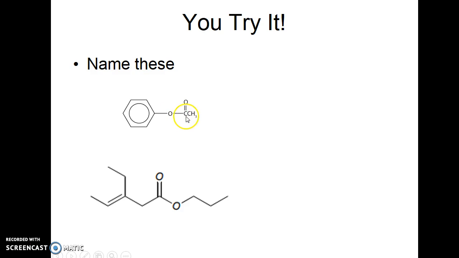Okay, this side is acetic acid. This side is phenol. So we write phenol and acetic acid. We take the "-ol" and change it to "-yl", and we take the acetic acid and change it to acetate.